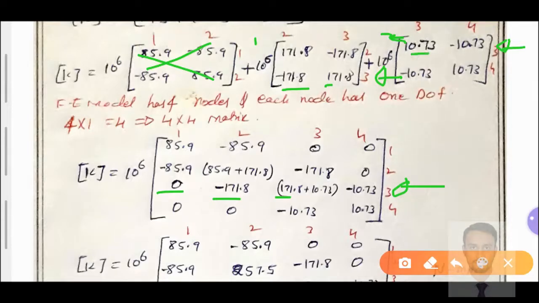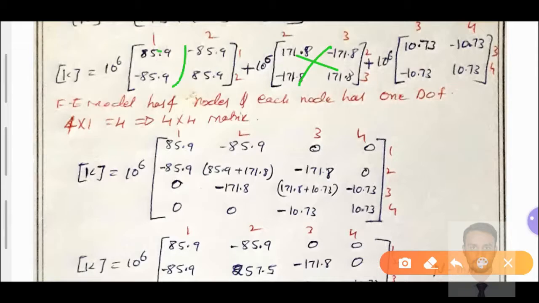Similarly, the third row, third column value is 171.8 plus 10.73 from the third matrix. In both matrices we have the third row, third column value. Add these two values: 171.8 plus 10.73. Then the third row, fourth column value is minus 10.73. Next we need the fourth row, fourth column value, which will complete it.